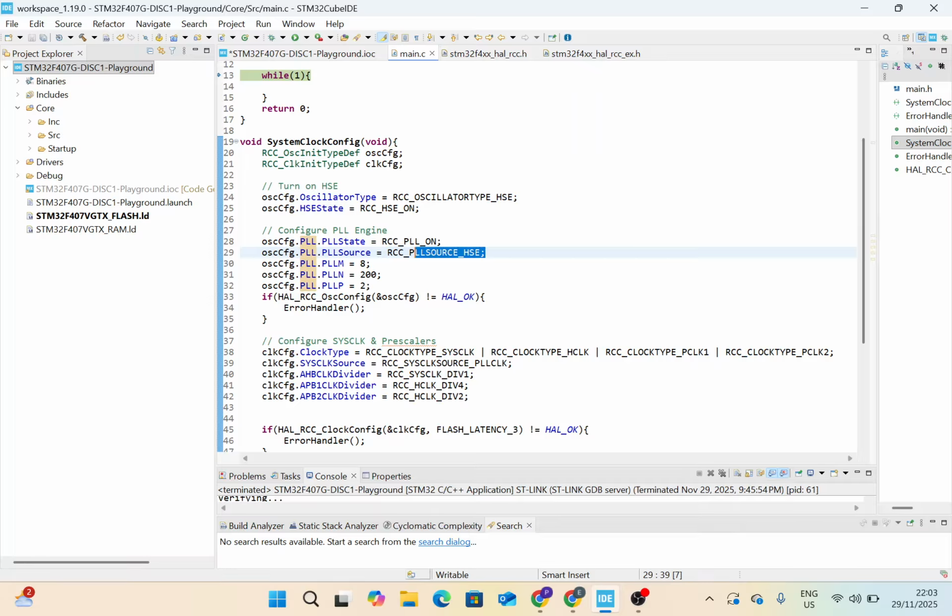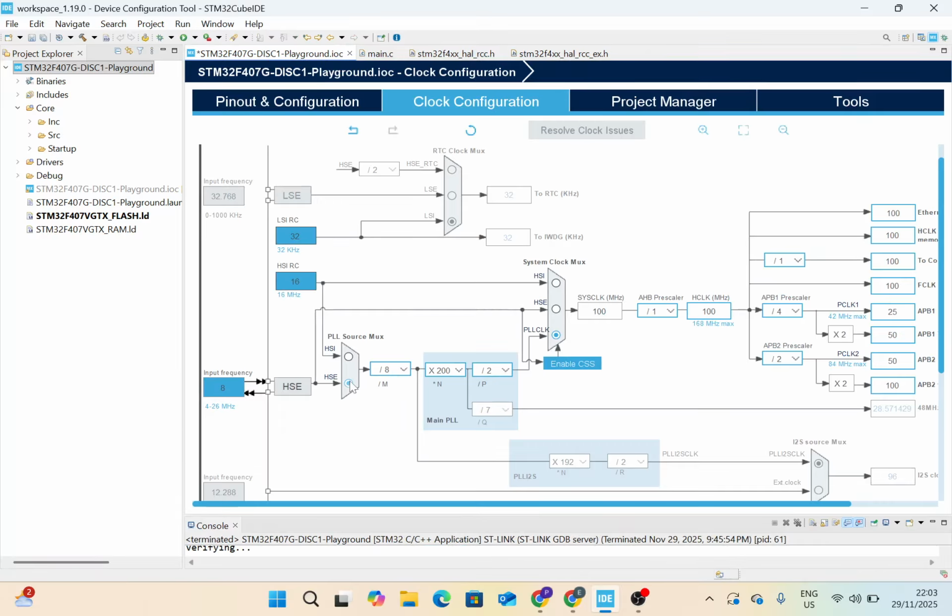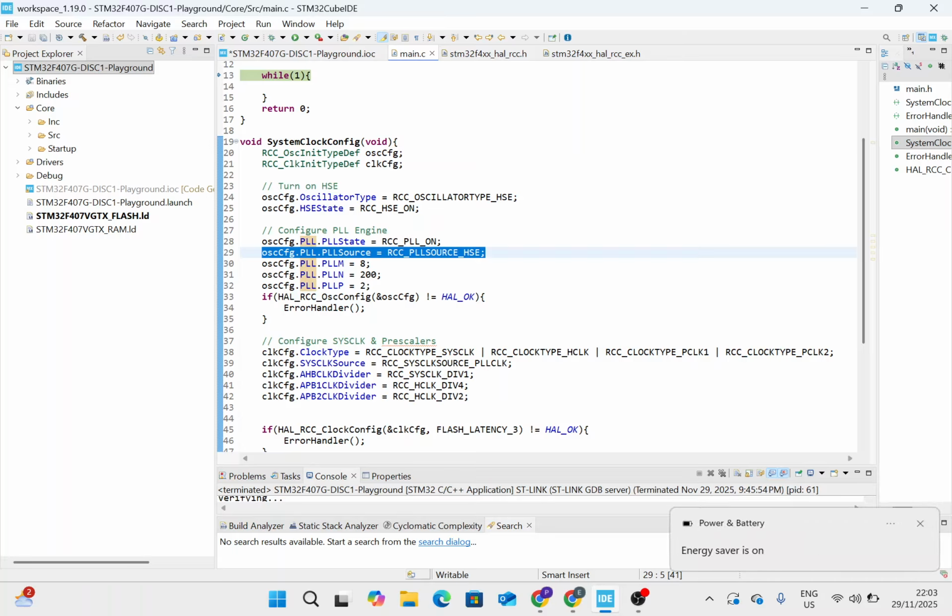And then again here we have to specify the PLL source, which is which of the clock sources or the oscillators is going to be the source. So we say RCC PLL source HSC. So this is the line that is saying this one here, this guy here. Okay, this selection here is what I'm talking about. So here we are saying that the source is gonna be that, and then we are configuring the M, the division factor, the multiplication factor, the division factor before it goes out.